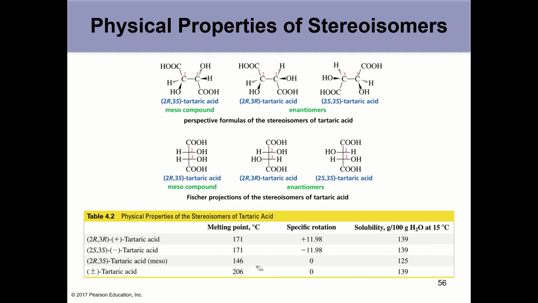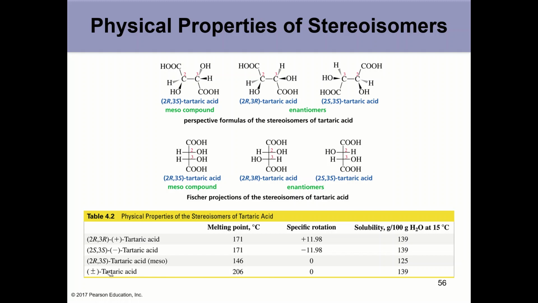For the diastereomer, the melting point is different. It has a melting point of only 146 compared to the melting point of 171 for the enantiomer pair. The specific rotation of the meso compound is 0. Because it is meso, that means it has a superimposable mirror image and does not rotate plane polarized light. The solubility is also different. Instead of 139, it is 125.